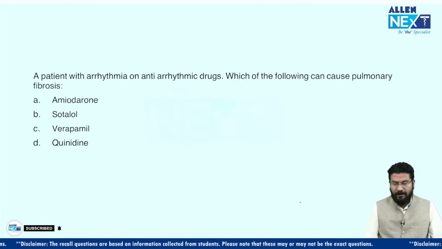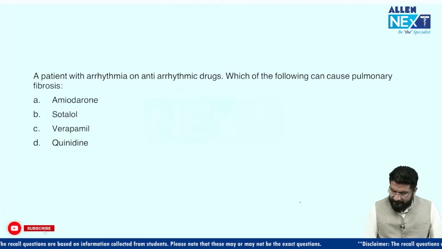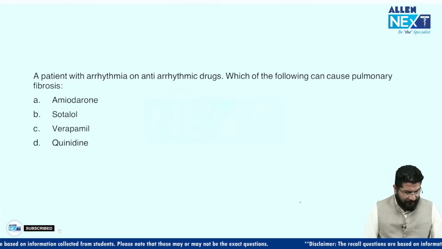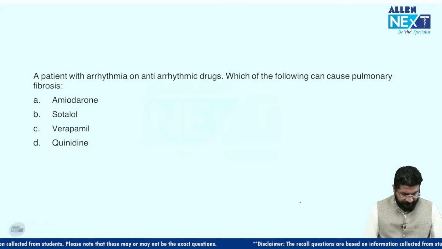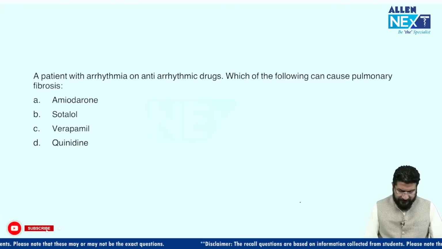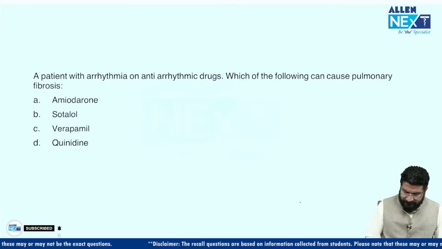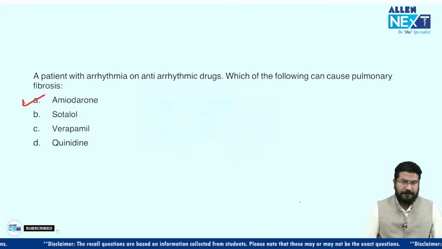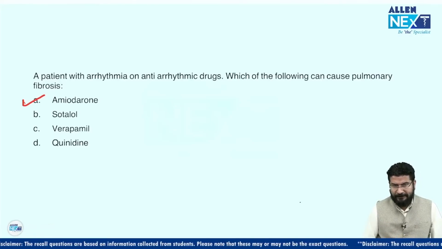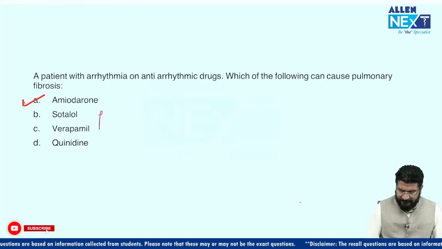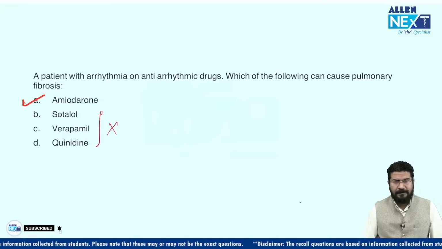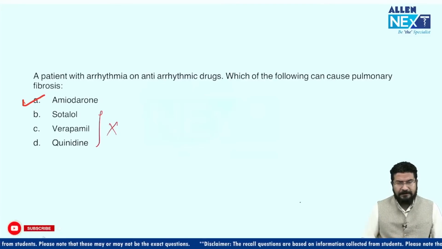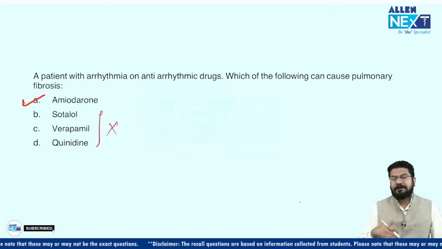Okay, coming to the next one. A patient with arrhythmia on antiarrhythmic drugs. Which of the following can cause pulmonary fibrosis? Again, a pharmacology overlap with a medicine question. So what do you think? The answer is amiodarone. Amiodarone, bleomycin, busulfan, these are a few drugs known to cause pulmonary fibrosis. Sotalol, verapamil, quinidine do not cause any type of pulmonary fibrosis. Another side effect of amiodarone you should know is that it also causes thyroid dysfunction.